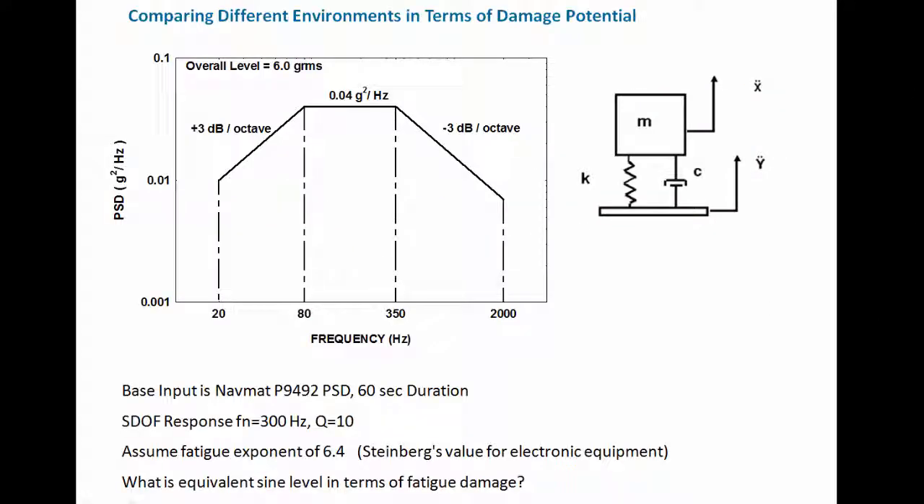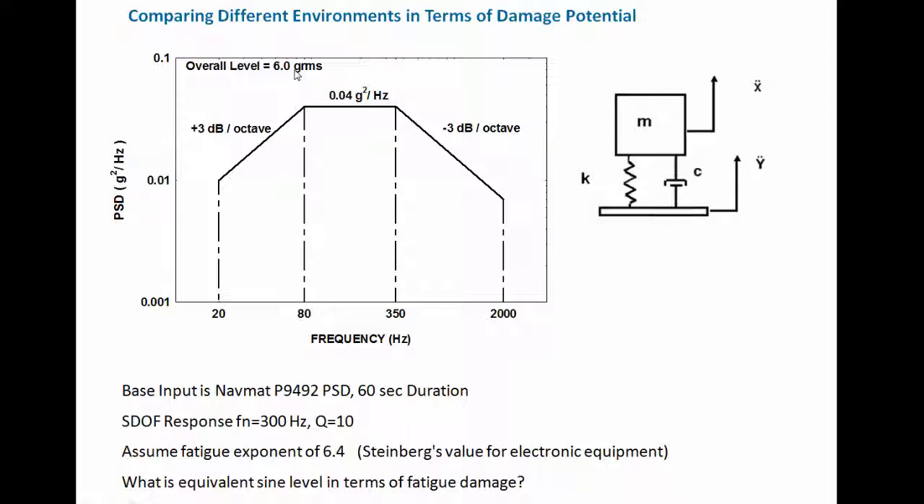So here's a power spectral density, and this is one we've seen before. It's the NavMat P9492 level. So we have PSD in G squared per hertz, which is really GRMS squared per hertz, versus frequency in hertz. And if we take the square root of the area under the curve, that comes out to be 6.0 GRMS.